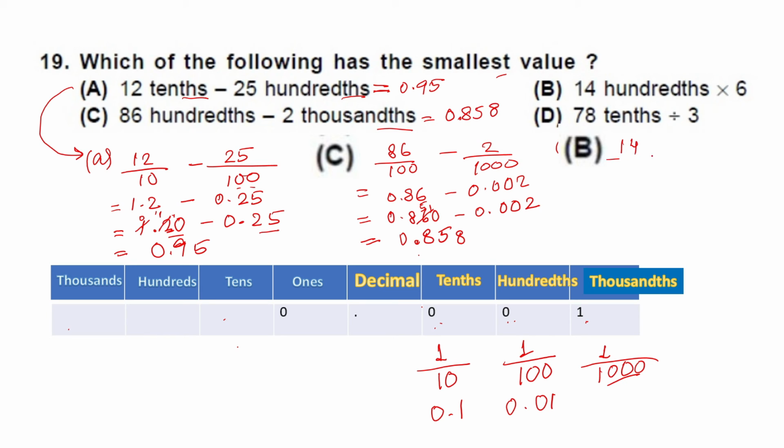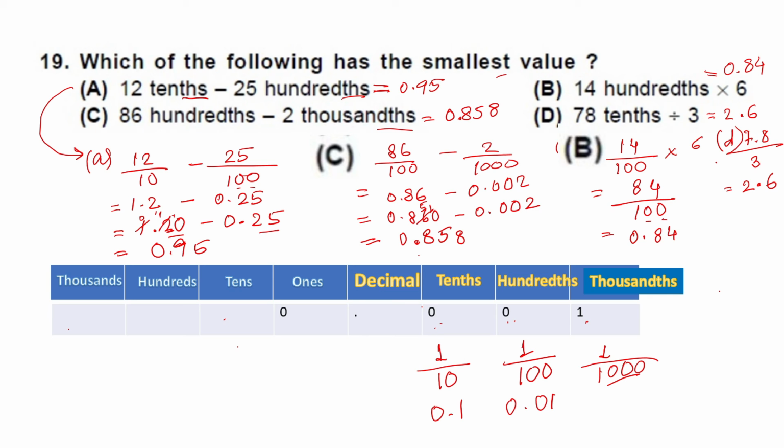0.858. It's 14 hundredths. Now 14 times 6 is 84 divided by 100. This is equal to 0.84. 2 zeros, hence after decimal 2 numbers. So I get this to be 0.84. Remaining is 78 tenths divided by 3, which is 7.8 divided by 3. Well, this is equal to 2.6. So 2.6 is the value for this.